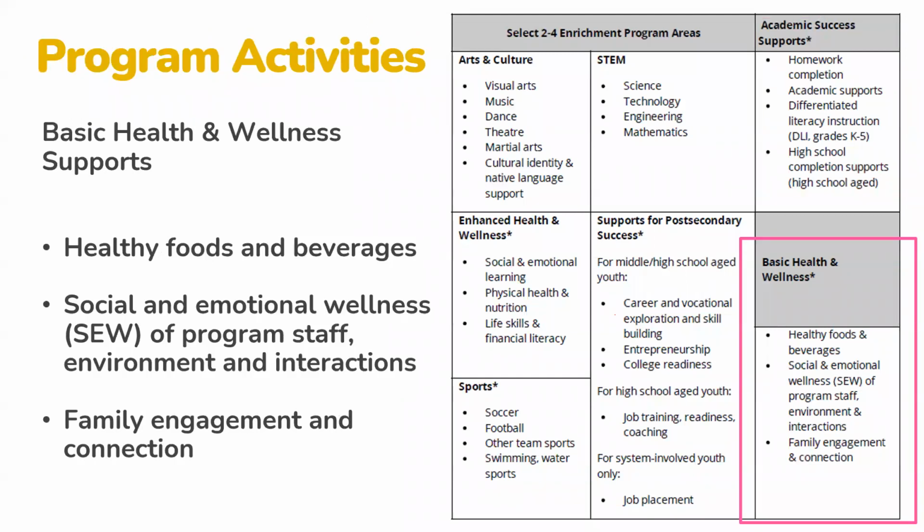And then we have the basic health and wellness support. And these, basic health and wellness, are not to be confused with enhanced health and wellness, which goes into the enrichment activities that you can propose if those are the needs and enrichment areas that you are looking at. But these should be in our requirement: the healthy foods and beverages, the social and emotional wellness of program staff, environment, and interactions. And we'll click a little bit more into that when we talk about outcomes at the program level. And then there's also the family engagement and connection component that, again, should be embedded as part of program design.